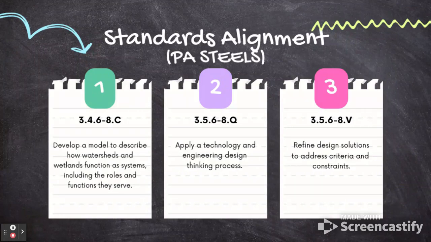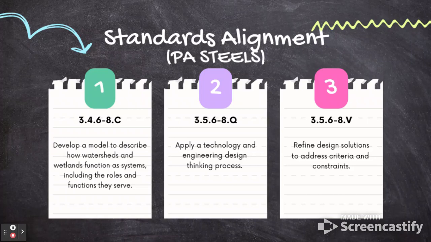So going through PA Standards, I found at least 3 standards alignments to what I did and how it could be used in conjunction. So develop a model, describe how watersheds and wetlands function as systems. So obviously it wasn't a wetland, but how the watersheds, how they all run off. And again, using different land covers that could affect where the water goes and how much it goes.